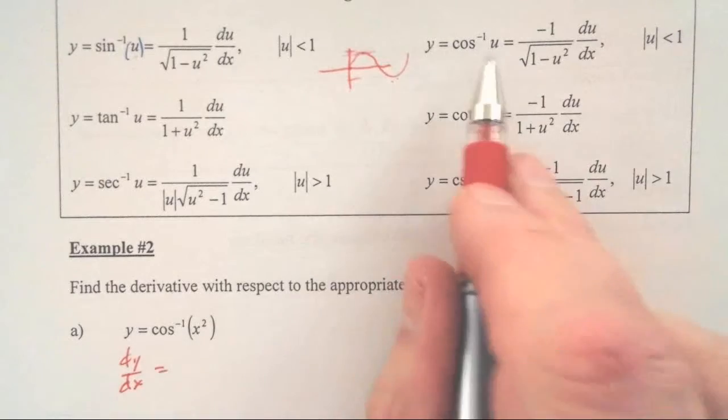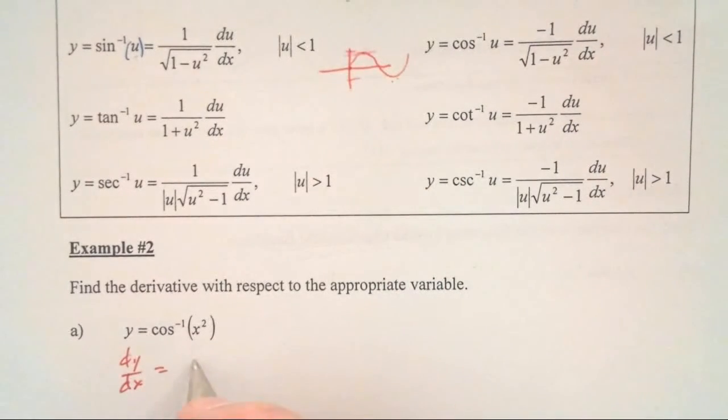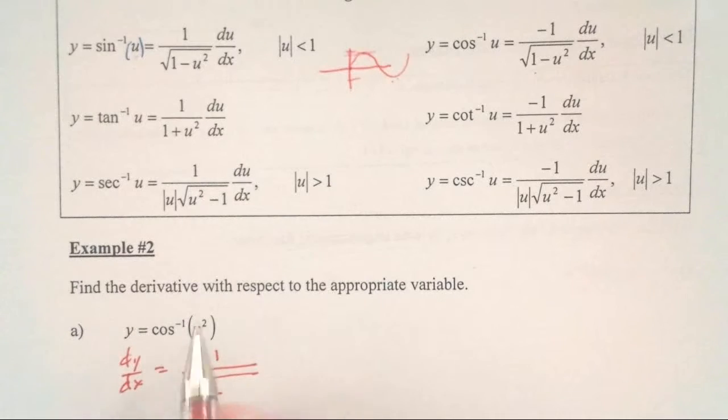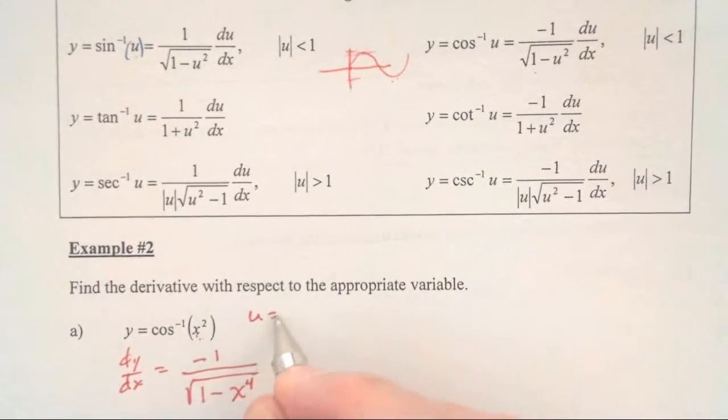But cosine inverse's derivative of x is -1 on the square root of 1 minus, but we've got a baby function. The baby function squared, my baby function is x squared, so x to the 4th. Then times the derivative of the inside function. There's our du dx. u is x squared. We're treating u as though it was x squared, and we just find the derivative of u. We could have done it this way. I'm going to come back to this.